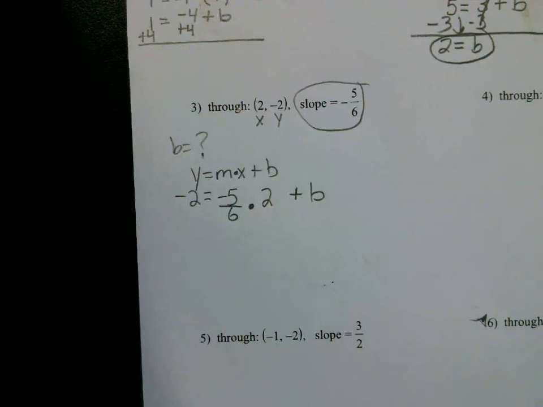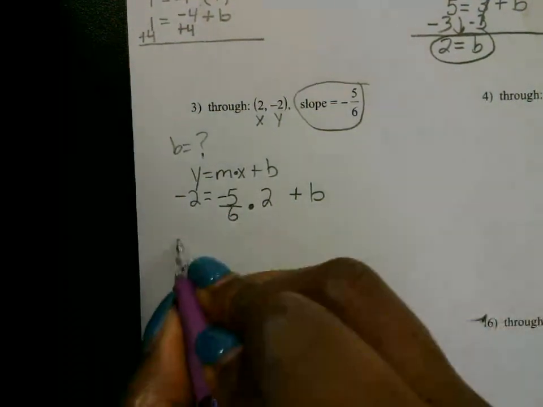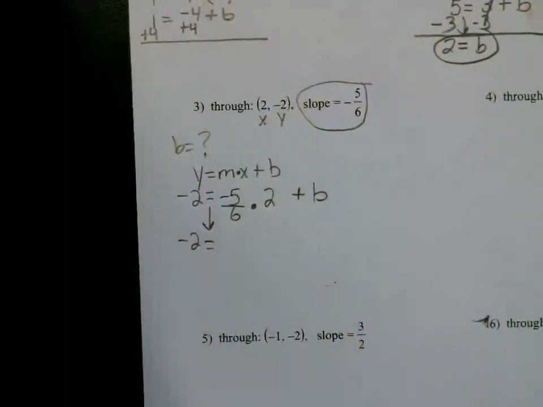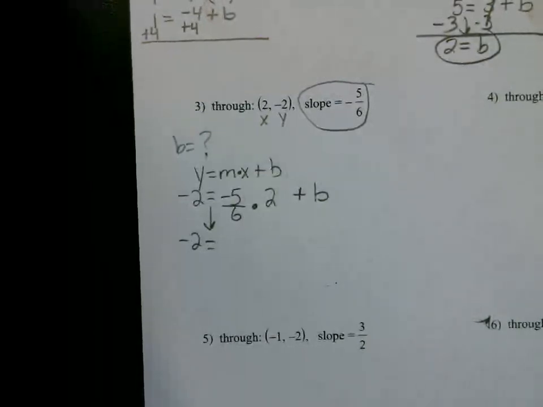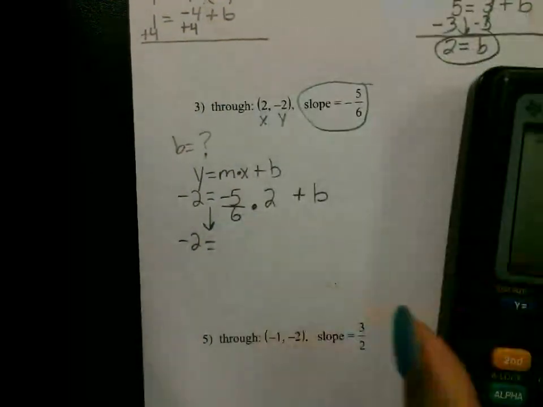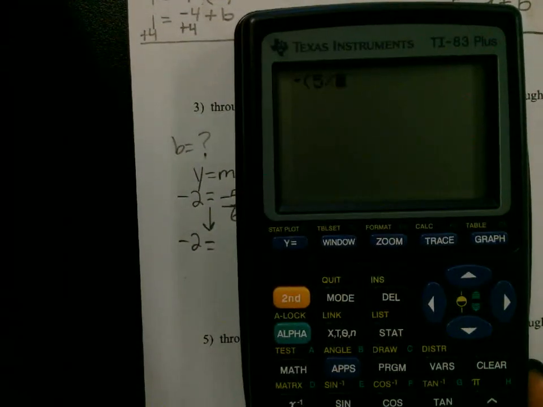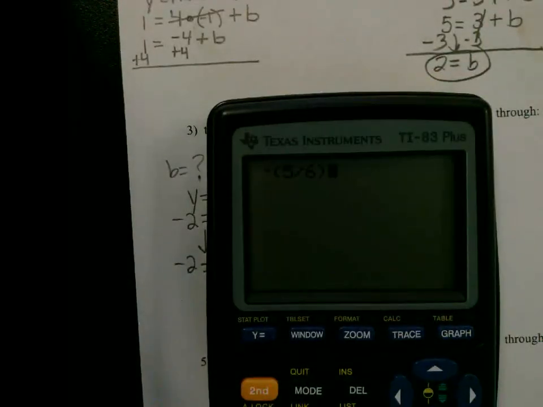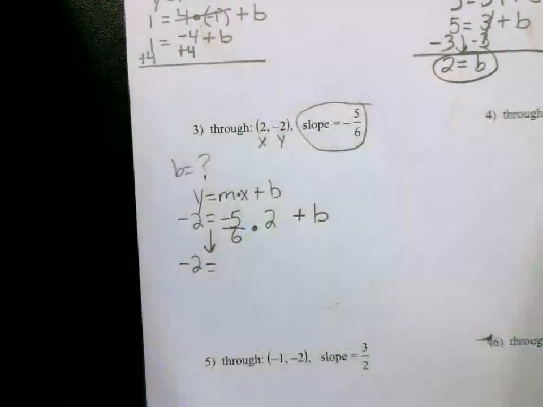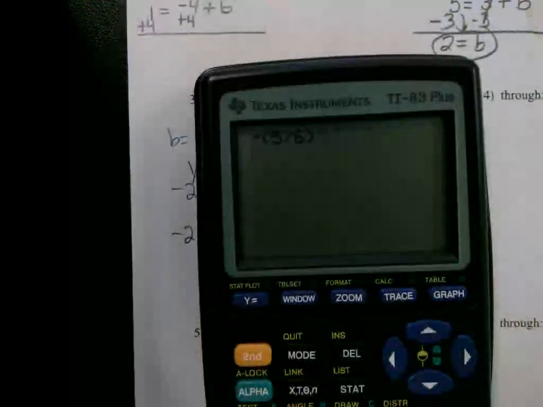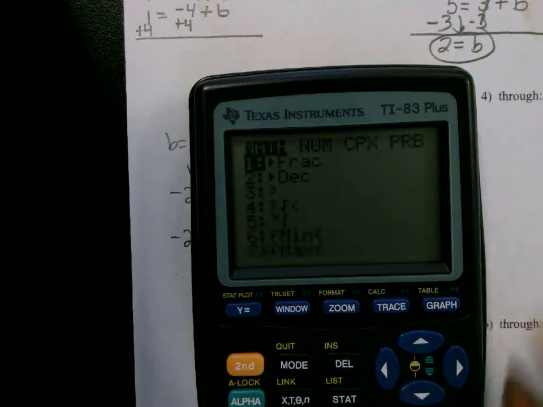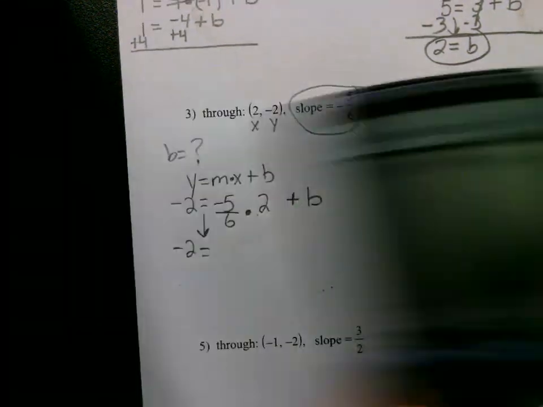Okay? Now we're going to bring this down. We're going to multiply this together. Let's type this in. You have a negative fraction, negative. Put the fraction in parentheses. Parentheses 5 divided by 6, close parentheses. Now you're going to multiply it times 2. What if I want my answer as a fraction? Math, enter. That gives me negative 5 over 3.